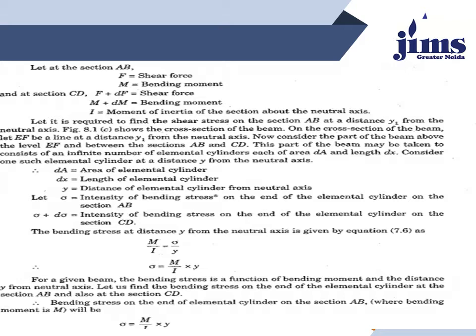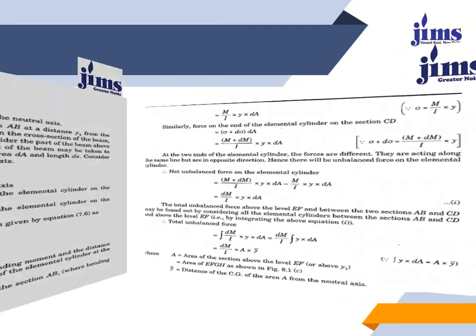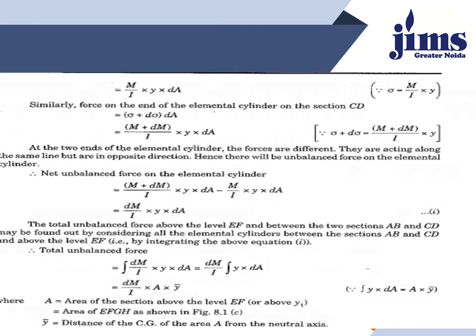The bending stress at a distance y from the neutral axis is given by equation 7.6 as M by I is equal to sigma by y is equal to E by R. That is why sigma is equal to M by I multiplied by y. For a given beam, the bending stress is a function of the bending moment and the distance y from the neutral axis. Let us find the forces on the end of the elementary cylinder at the section AB and also at the section CD. The bending stress on the end of the elementary cylinder at the section AB is sigma equal to M by I multiplied by y, so the force is M by I multiplied by y multiplied by dA.